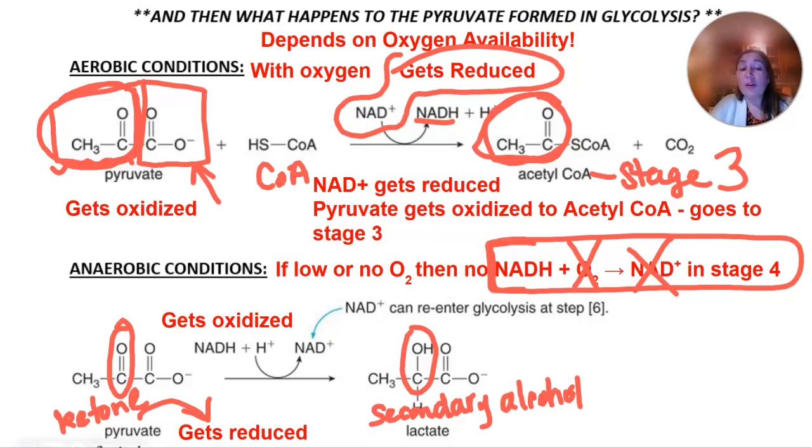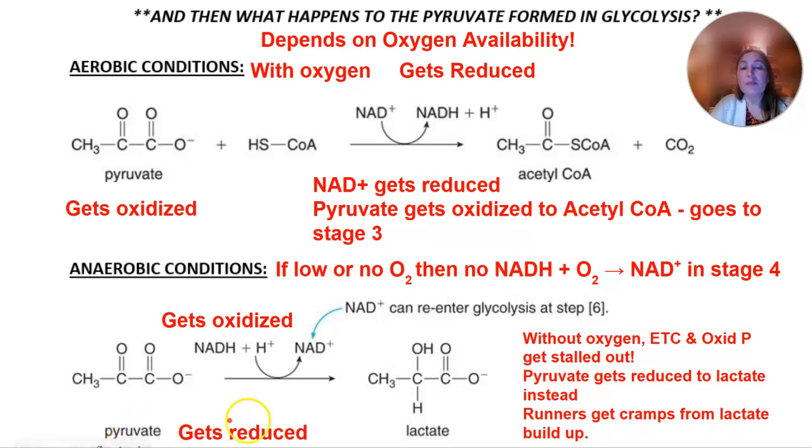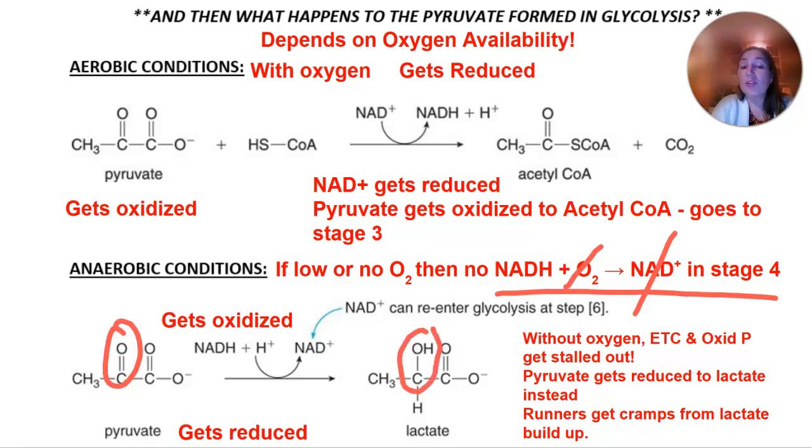Okay, so if we're without oxygen, oh, let's maybe erase, oops. So without oxygen, the whole electron transport chain and oxidative phosphorylation essentially just gets stalled out. No oxygen, no stage 4 formation of NAD+. So then what happens is pyruvate ends up getting reduced so that NADH can get oxidized. Pyruvate itself gets reduced to OH, and there's lactate buildup, and lactic acid buildup will cause runners and athletes to get cramps, and essentially they need more oxygen. So sometimes breathing deeply can help, just sort of resting and getting a lot of deep breaths can help, but essentially they've just got a buildup of way too much lactic acid.